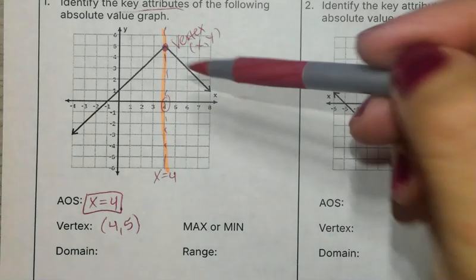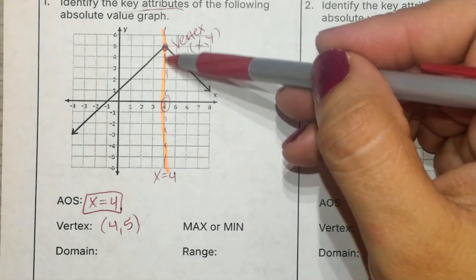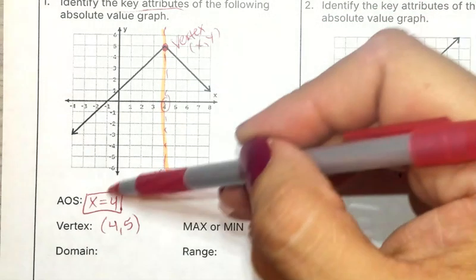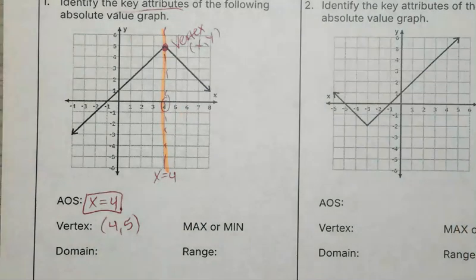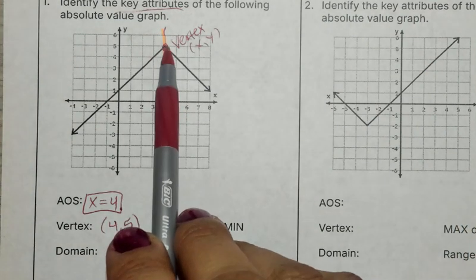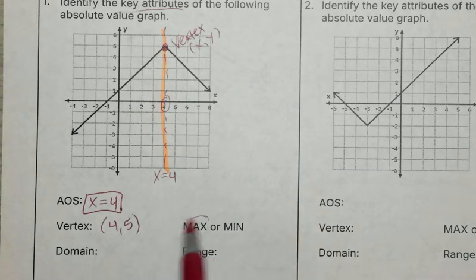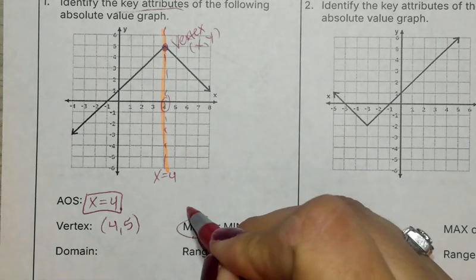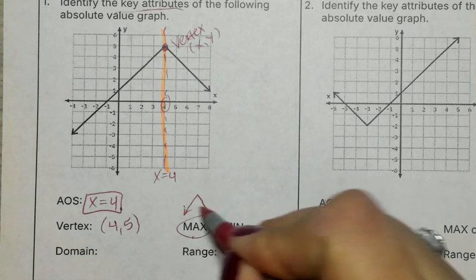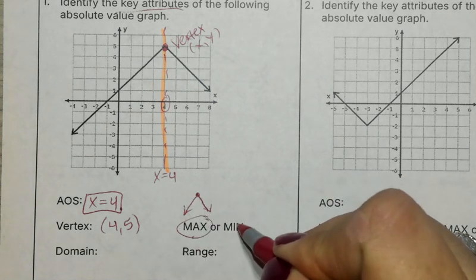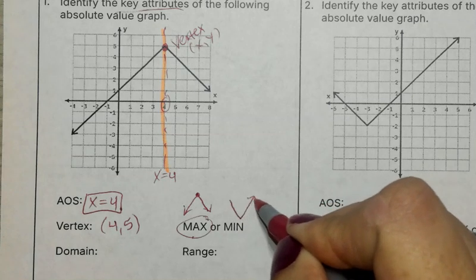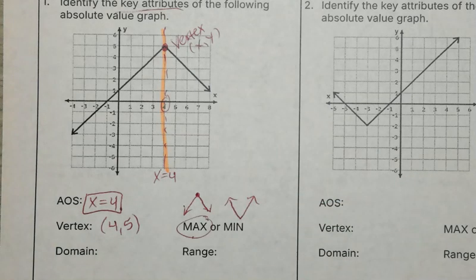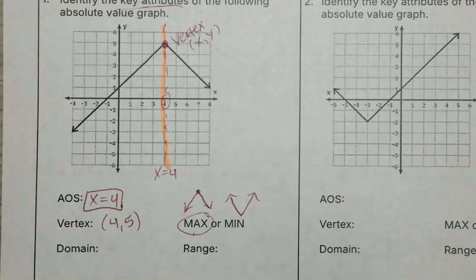The axis of symmetry and the vertex always are together. Therefore, the x value of the vertex is the value for the axis of symmetry. The max or min is you identifying if this point is considered a maximum or a minimum. So it is a maximum. Maximum is when you have the highest point and the graph goes down after that. Minimum is when you are approaching a turning point and then you go back up. So just keep that in mind for future examples.